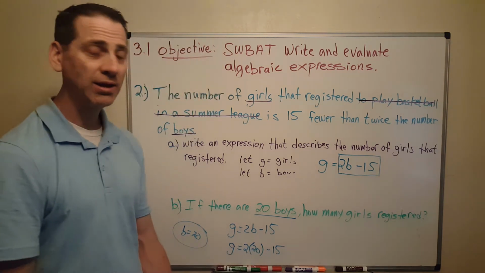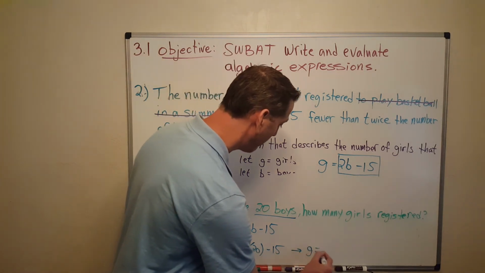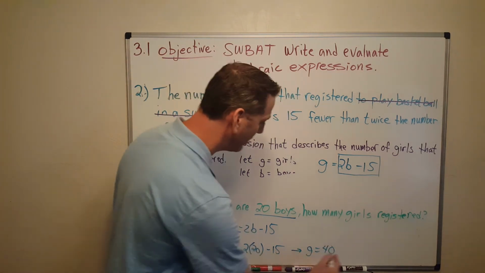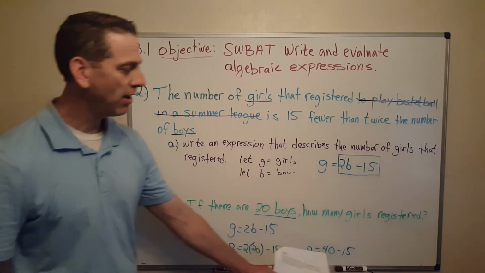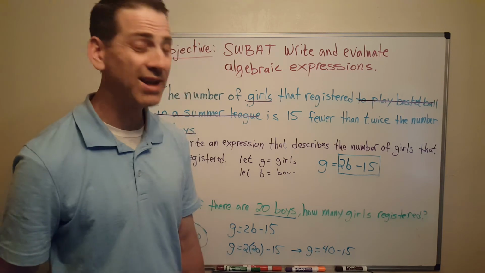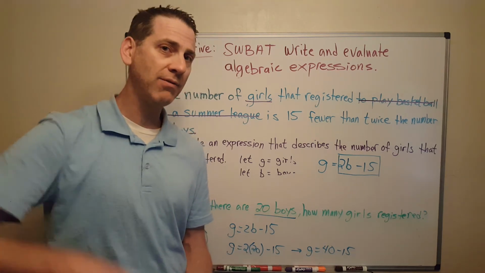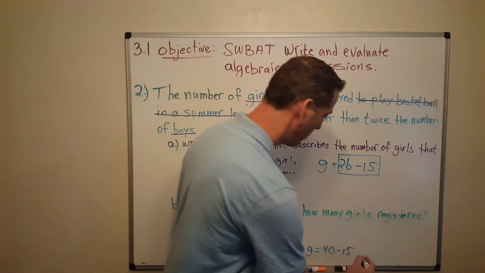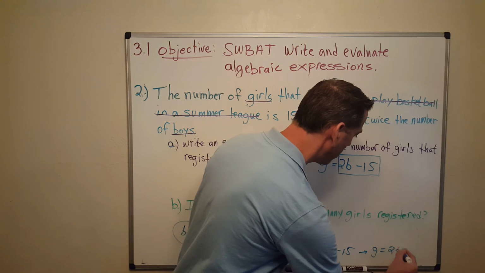Subtraction is among the easiest or most simple operations, so we're going to multiply first. 2 times 20 is 40 minus 15. All right? And now 40 minus 15, well, 40 minus 10 is 30. Minus another 5 is 25. So G equals 25.